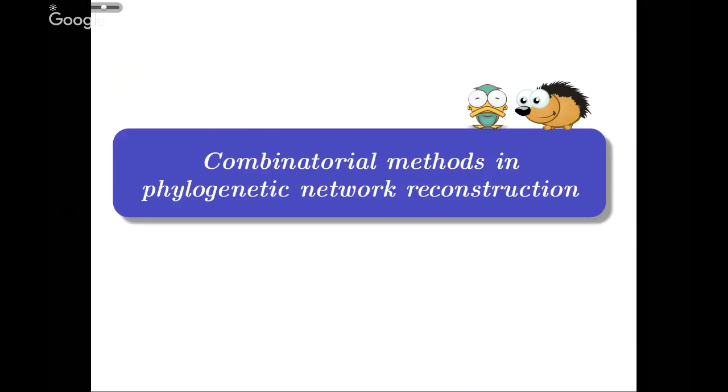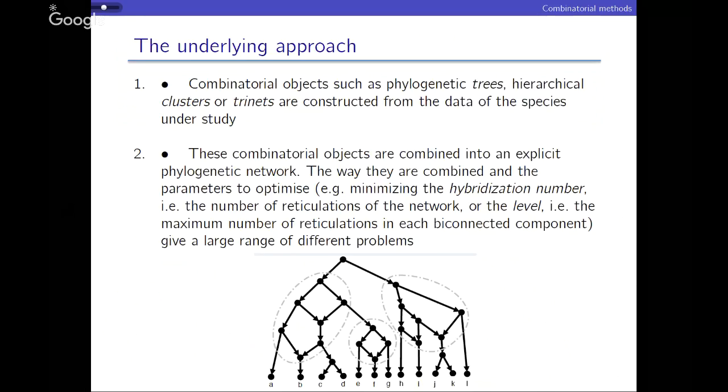I'll start with what I call the parsimony combinatorial methods in phylogenetic network reconstruction. They all have a common underlying approach. First, we construct from the data, for example an alignment, some combinatorial objects such as trees, clusters, or trinets. And then we combine these objects into an explicit phylogenetic network. The objects we combine, the way that we combine them, and the parameters that we optimize give a large spectrum of different problems.